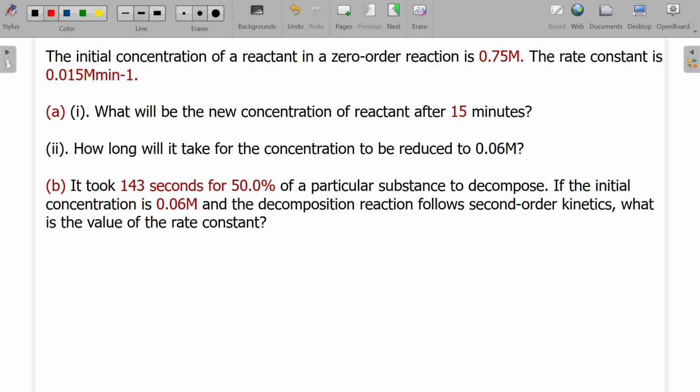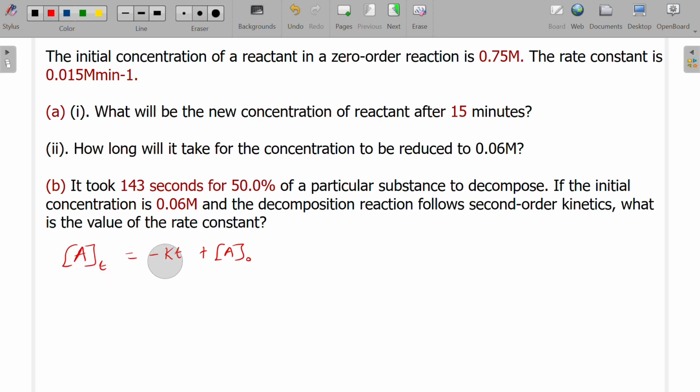So what will be the new concentration of a reactant after 15 minutes? We are told this is following a zero order. So we can find the new concentration after 15 minutes by using the integrated rate law for a zero order reaction. It's given by the concentration at a time is equal to minus kt added to the initial concentration. So this is the formula we need, and the concentration we are looking for is this concentration at a time, or the final concentration.